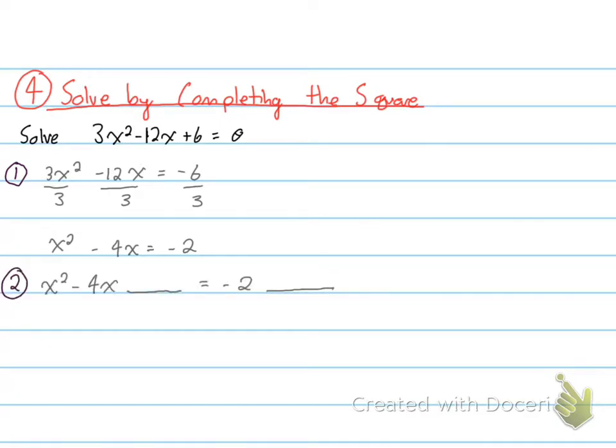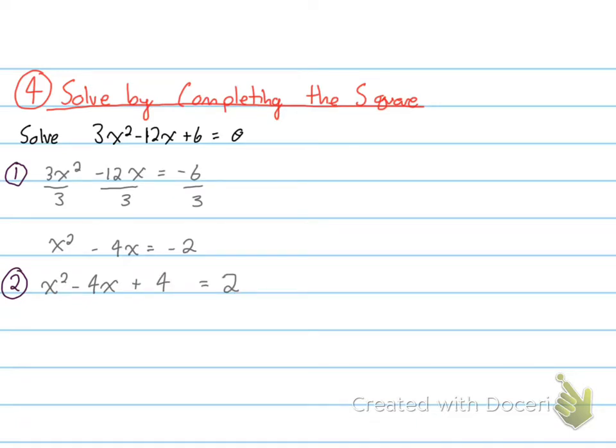So in step 2, I'm going to add a blank on both sides to know that I need to add a magic number there. My b value here is negative 4. Negative 4 divided by 2 is negative 2. So I'm going to be adding negative 2 squared. Keep in mind, I'm working with solving an equation, so if I added a number on the left to keep everything balanced, I need to do the same thing on the right. Negative 2 squared is 4. And then from here, just to simplify some stuff on the right, negative 2 plus 4 is positive 2.